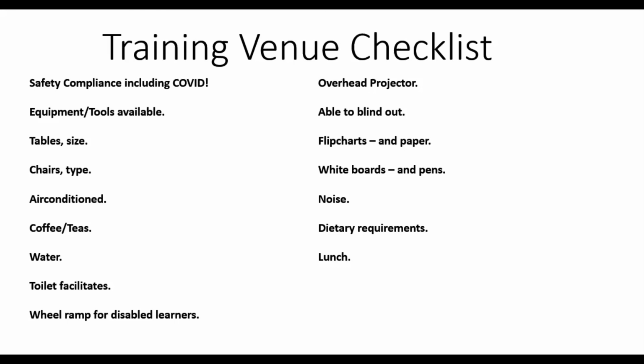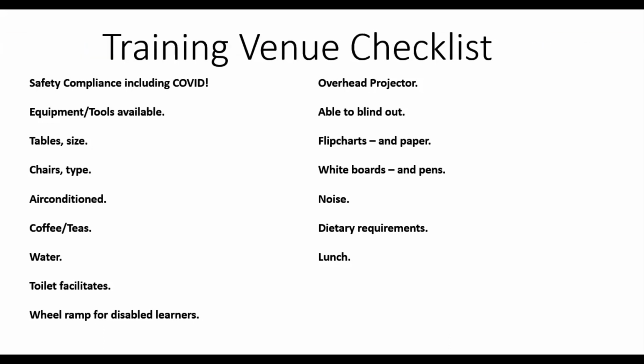Are they able to black out? It doesn't help you go into a training room where there's so much sunlight coming in that you will never be able to see the overhead projector. So do they have blinds, to be able to make it darker? Flip charts, also very important. Do they supply the paper? A lot of people only supply the flip chart, but the trainer must take his own paper. Whiteboards, again the same story. Do they provide the pens, or must I take my own pens?